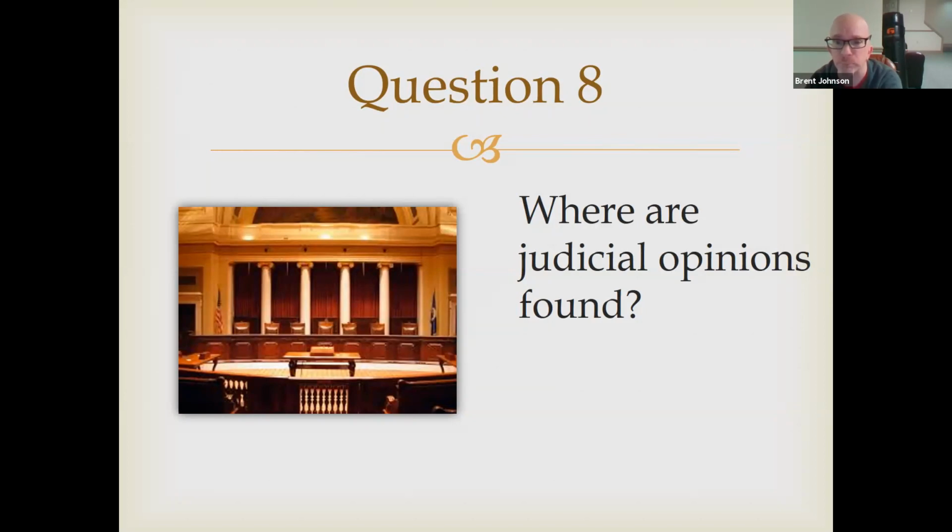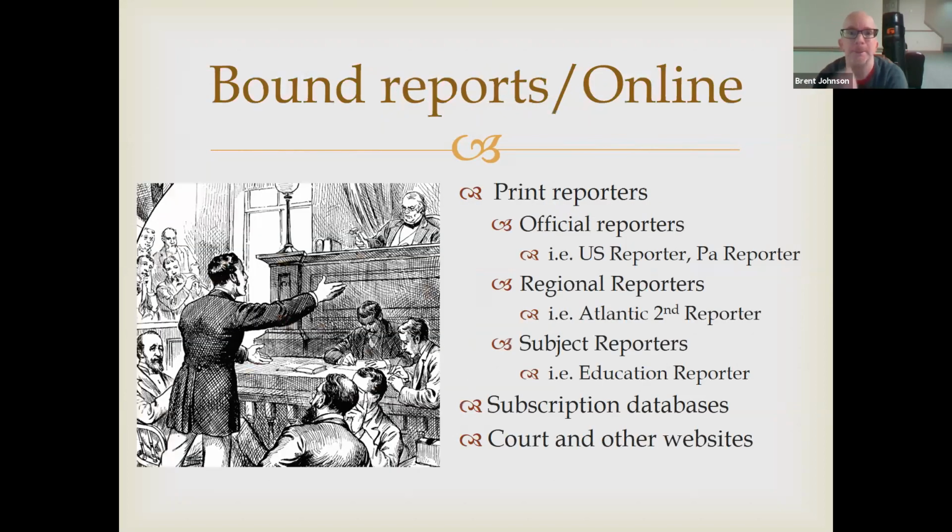So where are judicial opinions found? Back in the day, it was all in print. You'd have the official reporters, and then you'd have the regional reporters that would have a region of the country all together with the editorial enhancements. And then there was also reporters that divided things by subject. So you'd have the West Education reporter. There's a Pennsylvania tax reporter, I think. So there's a variety of reporter sets.